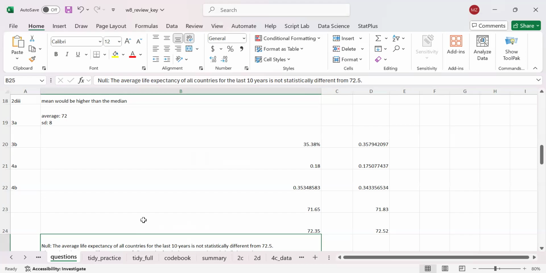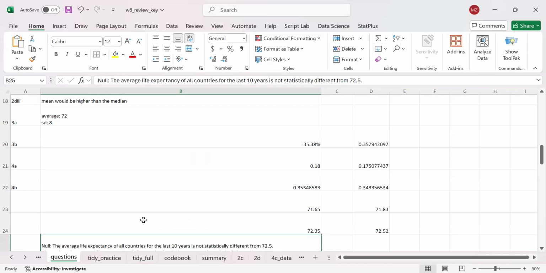So basically, we're using one tail because we are only concerned with... So we are saying that the average life expectancy is lower than 72.5, right? So our null hypothesis is that the average life expectancy is equal to 72.5, but the alternative is that it is lower than. So it can only be in one direction. We are not concerned with higher than. We're concerned with lower than, right? So that is why it's going to be a one tail test.